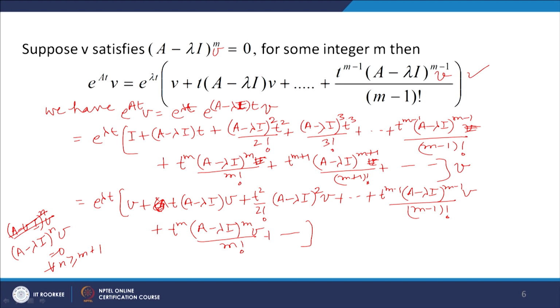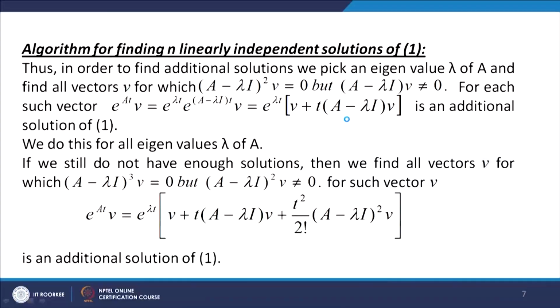So, there will be only m terms inside the bracket. Now, let us see how we can find n linearly independent solutions of the vector differential equation x dot equal to A x. In order to find additional solutions, suppose we have k linearly independent solutions.